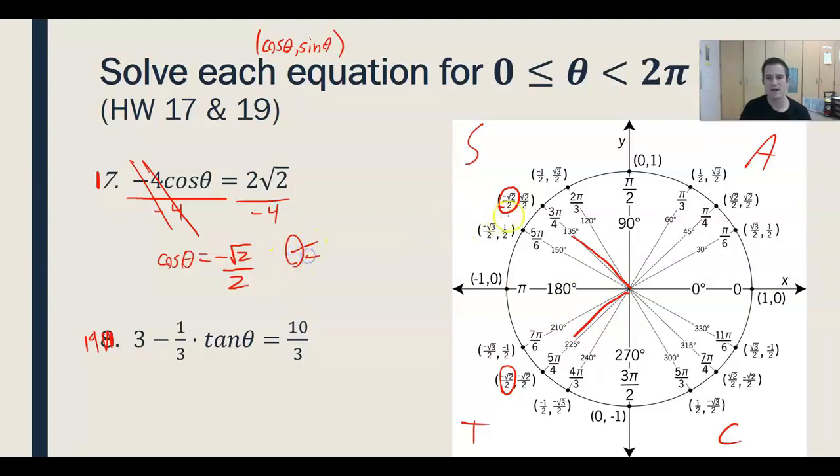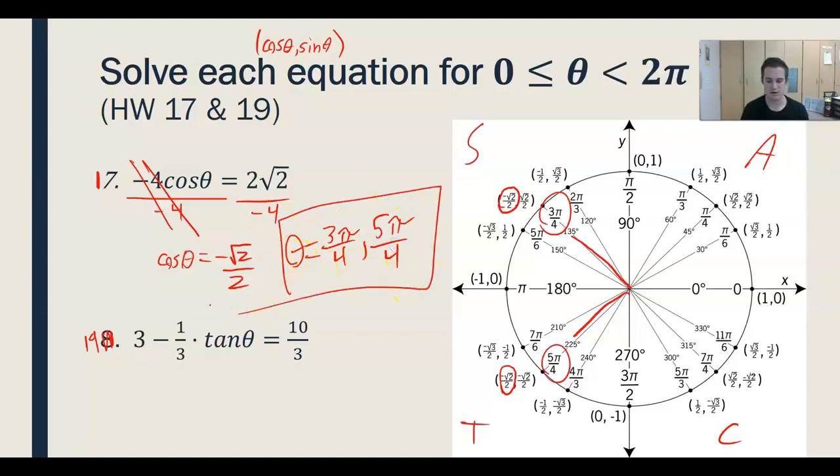Well, what are those main angle measures in radians? 3 pi fourths and 5 pi fourths. My angle measures there are 3 pi fourths and 5 pi fourths. So the cosine of 3 pi fourths is negative square root of 2 over 2, and the cosine of 5 pi fourths is negative square root of 2 over 2.